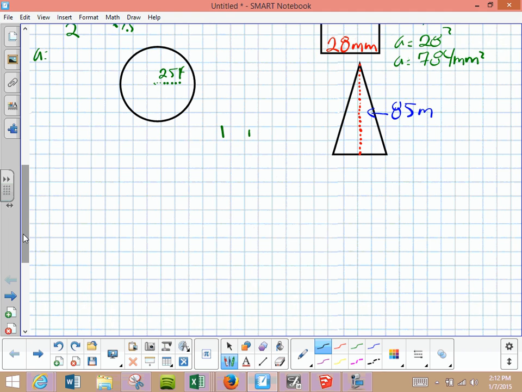Yeah, you need to have the squared and the units of measurement. What was over here? I forgot. 32 meters, right? That looks horrible too. All right, so let's start with the circle.